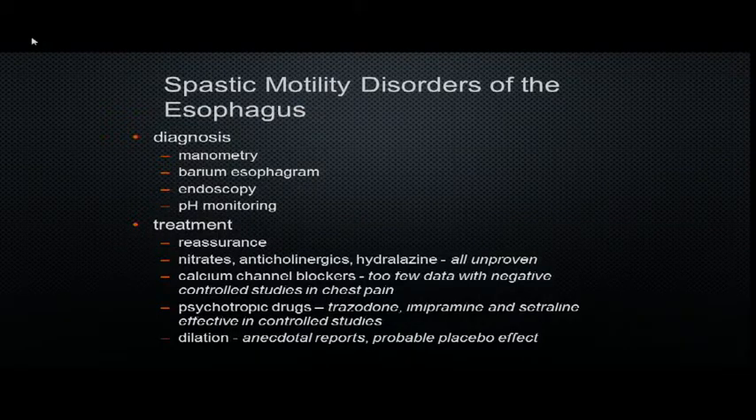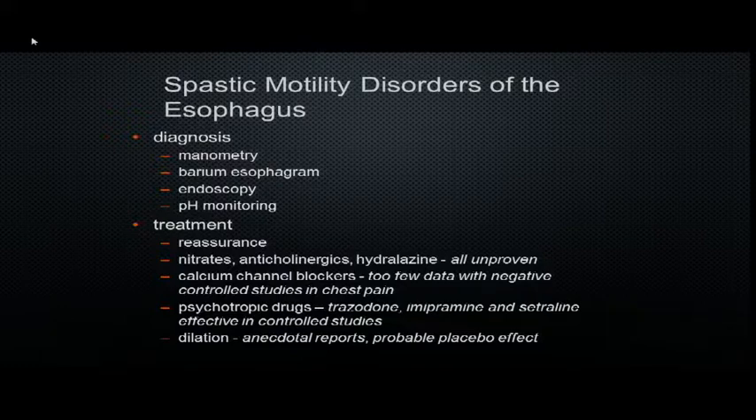So for the spastic motility disorders, use manometry. You can use barium esophagram to see if you have a shortened esophagus, and it'll also show you the wave or the epiphrenic diverticulum or things like Zenker's that occur in the upper esophageal sphincter. Endoscopy and pH monitoring. You have to use pretty much all that you have in your armamentarium to make the diagnosis of a spasm because it's tough. It's usually a diagnosis of exclusion.